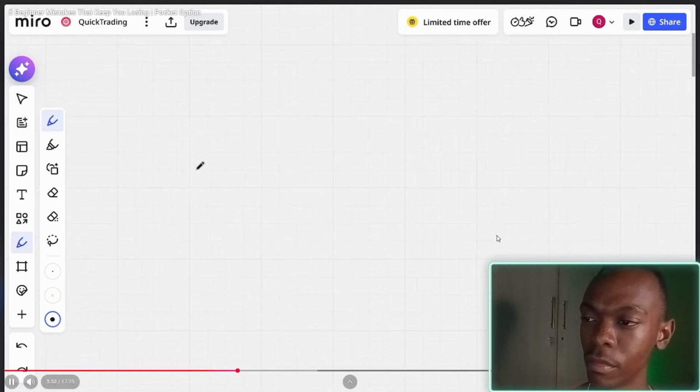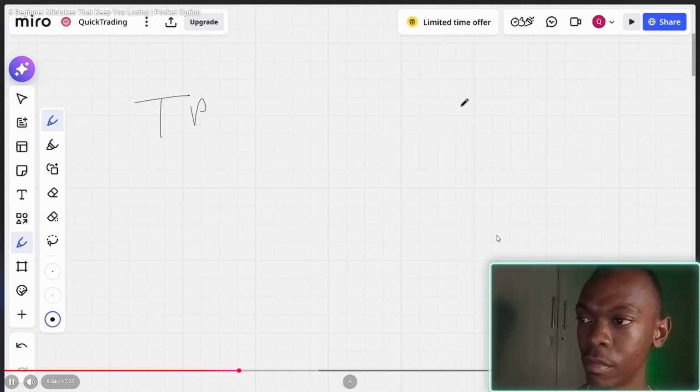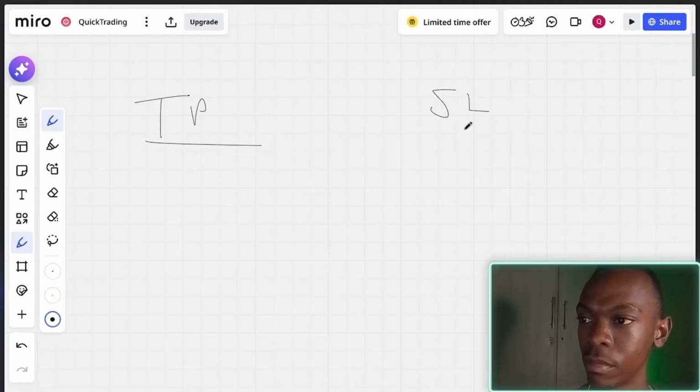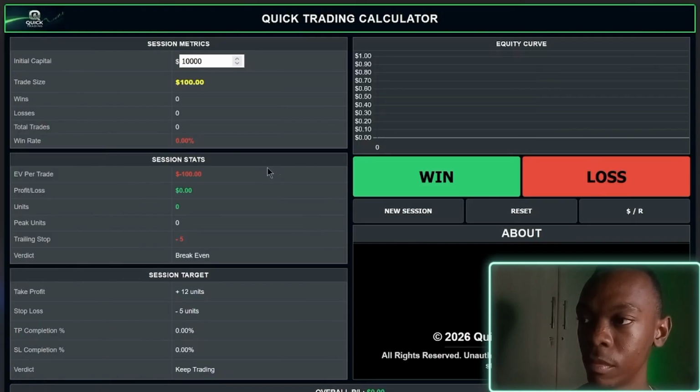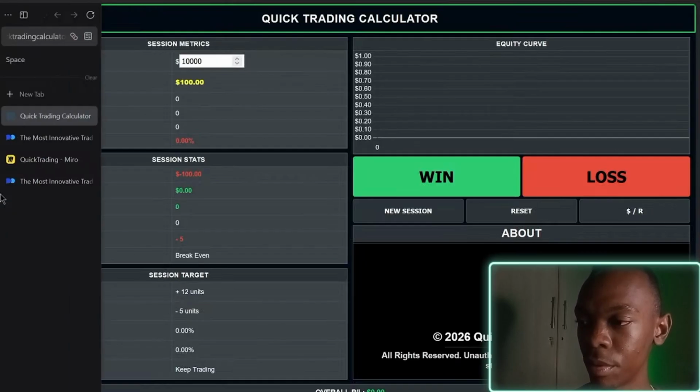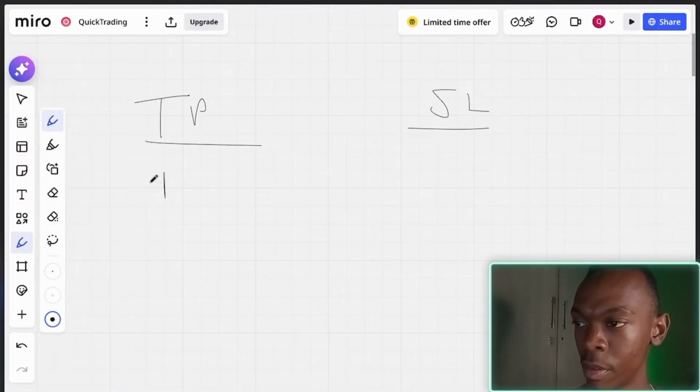A parameter in trading is simply your take profit and your stop loss. Now, when you are trading, you need to have a take profit and stop loss. As you can see over here, I have a clear take profit of 12 units and a clear stop loss of -5 units. And that's how I trade each and every single time. So the take profit would be plus 12 units. The stop loss would be -5 units.